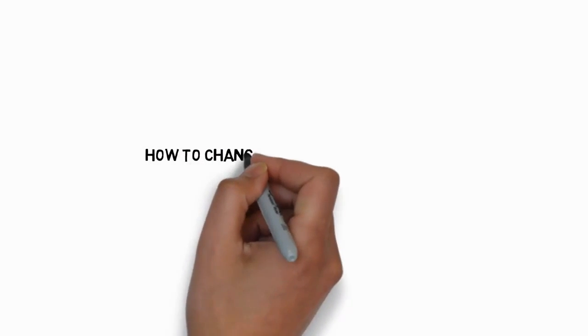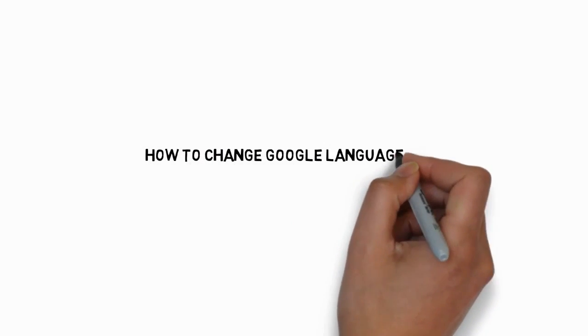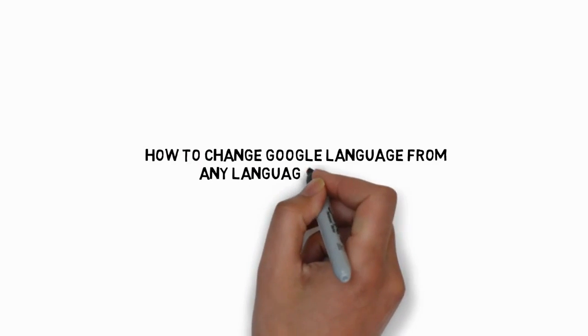How to change Google language from Corsican to English or from any other languages to English.